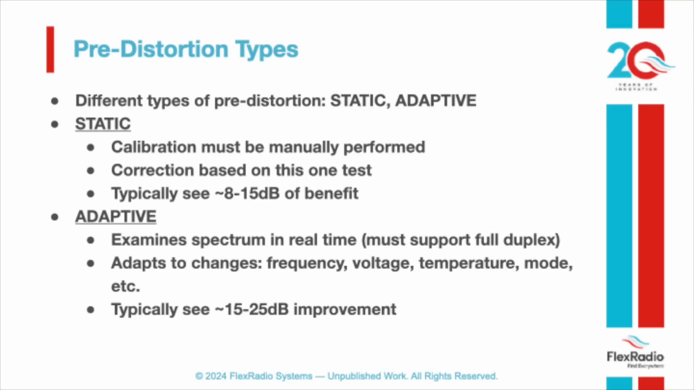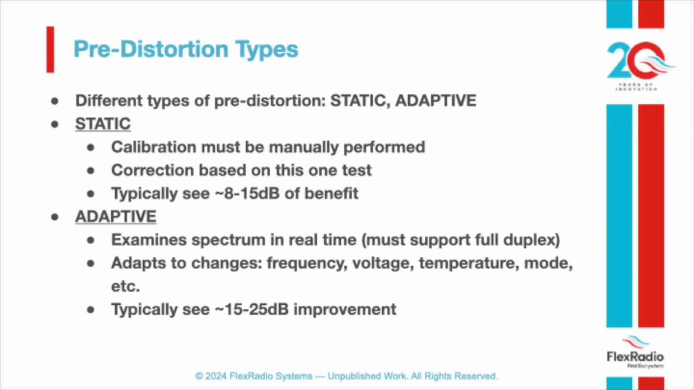Now, there's multiple ways even of doing pre-distortion. There are two main categories: static and adaptive. In static pre-distortion, we do one calibration on the amplifier. We figure out a rough solution, and then we implement that. And we typically see somewhere in the range of 8 to 10, maybe 15 dB of benefit out of that. So those extra tones, the undesired products I showed you next to the fundamentals, would go down by 8, 10, maybe 15 dB.